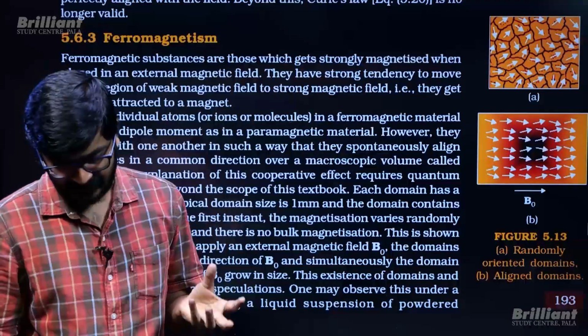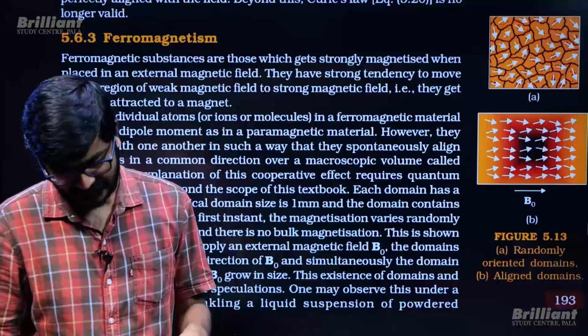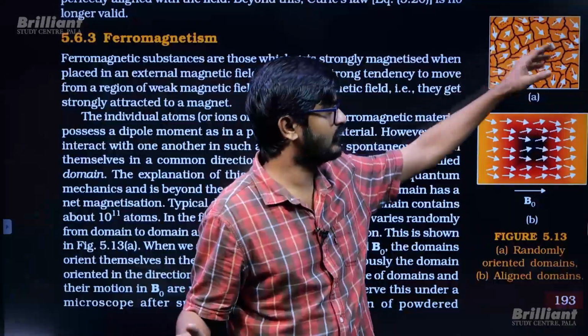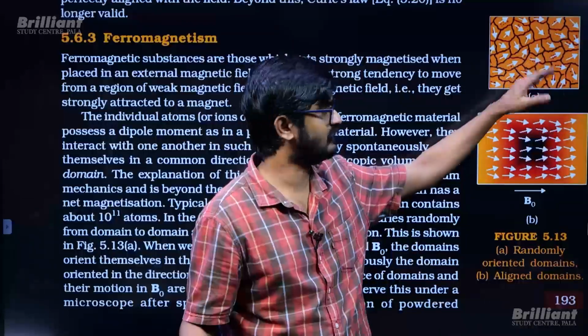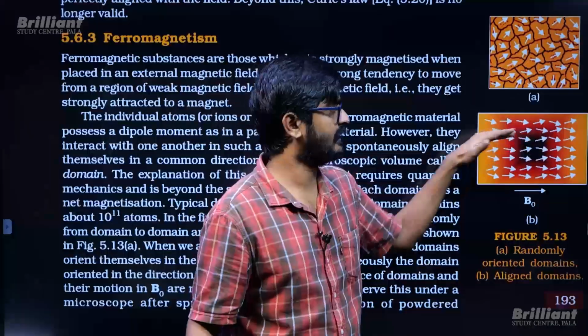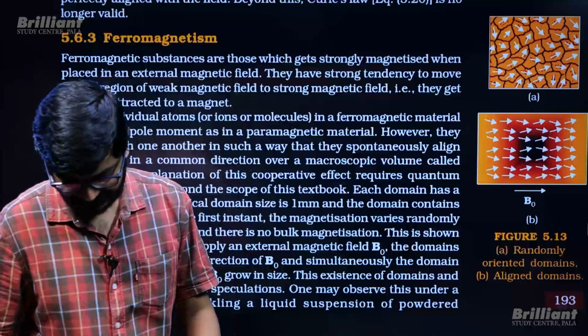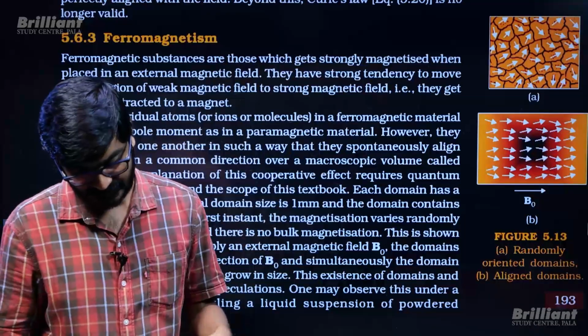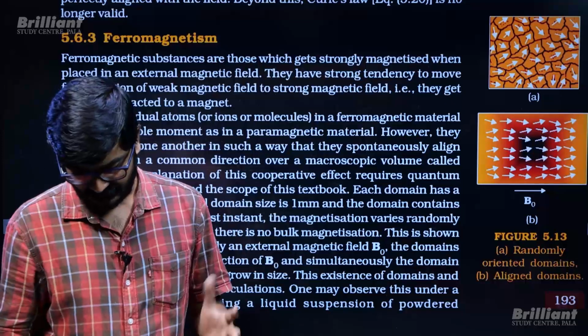When we apply an external magnetic field, the domains orient themselves in the direction of the magnetic field. It's not exactly like this, but still you can visualize it this way. So there will be orientation in a particular direction, and simultaneously, the domains oriented in the direction of B naught grow in size.